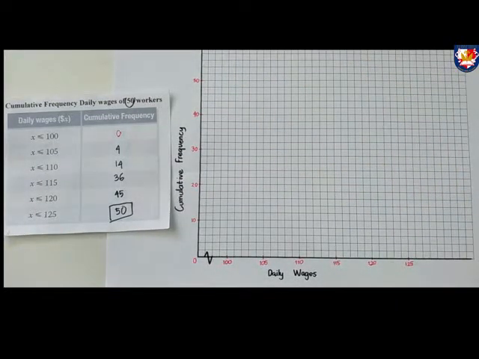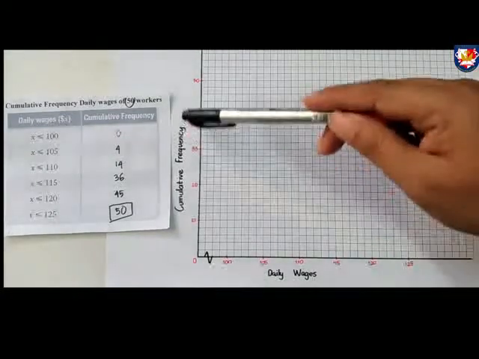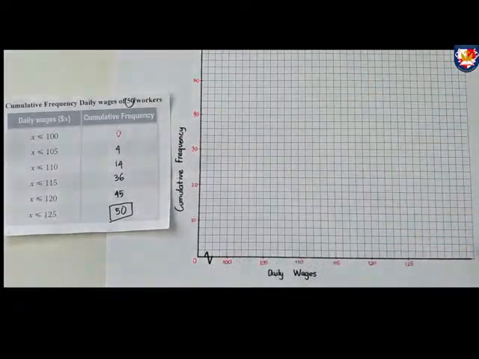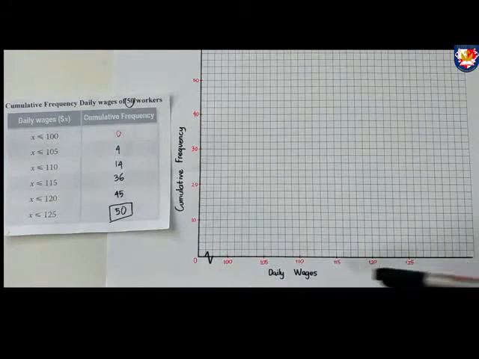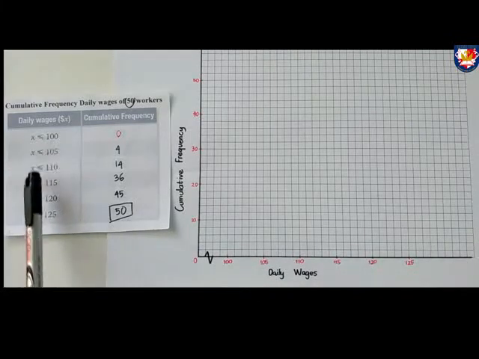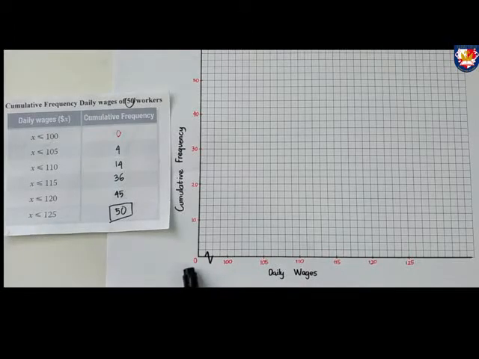Okay, now this is cumulative frequency, and then in the x axis it's daily wages. It starts from 100 until 125. I put this kind of symbol here because from 0 to 100 it will not be the same scale. We need only 100 to 125. So 5 squares for each step, and so on, and also to this one, this one, this one, and this one.